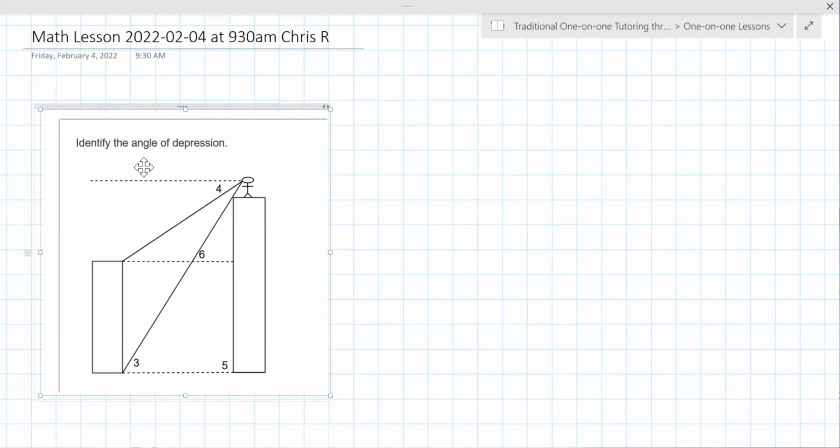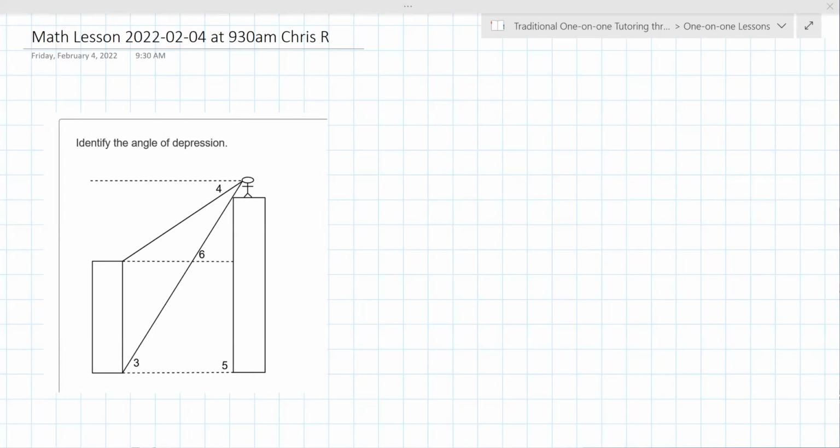Do you remember how to identify the angle of depression, or do you want me to draw a picture of the reference? So I remember the depression line would be like 4. That's correct. In this drawing, 3 would be the angle of elevation because it's the one that's kind of going up towards it. Good. Okay, so here is a related question.